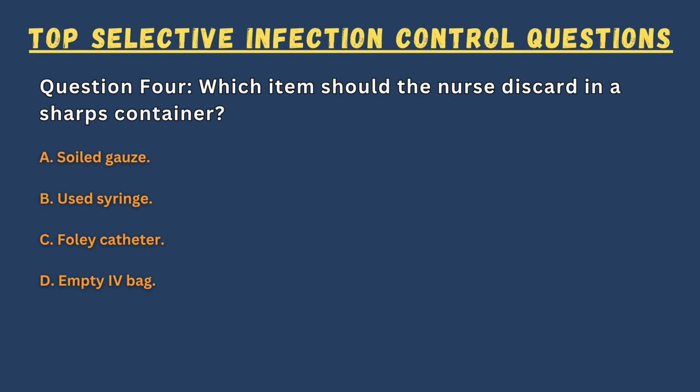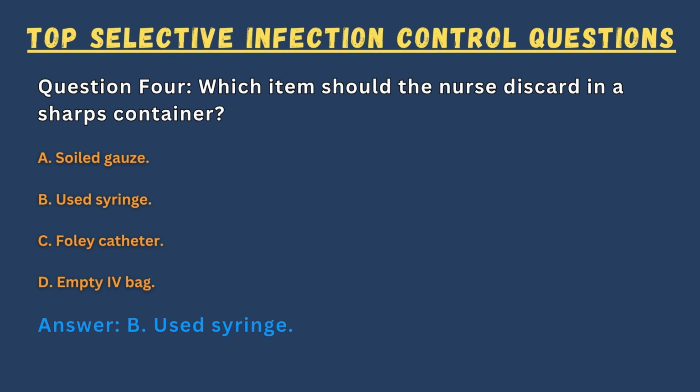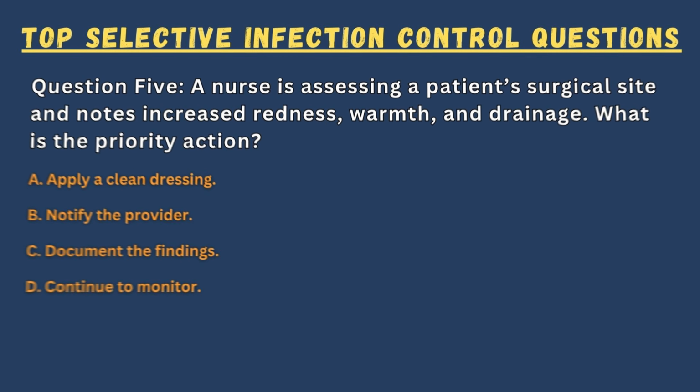Question 4. Which item should the nurse discard in a sharps container? A. Soiled gauze. B. Used syringe. C. Foley catheter. D. Empty IV bag. Answer: B. Used syringe.